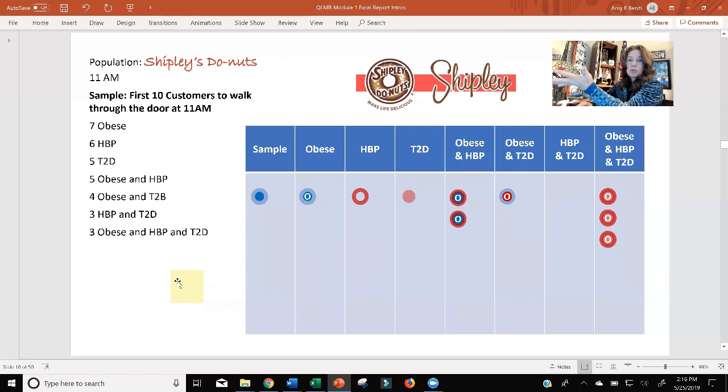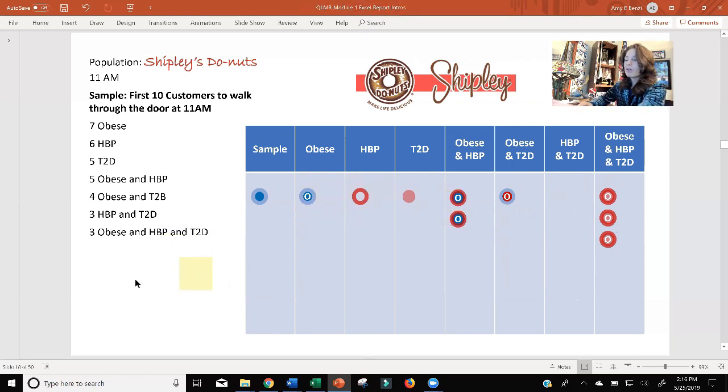Our goal is to organize our data sets in a way that we can find the overlapping data entries. 1, 2, 3, 4, 5, 6, 7, 8, 9, 10. So here, all of our samples have been organized into their overlapping groups. It looks like just one sample had nothing: no obesity, no type 2 diabetes, and no high blood pressure. One person was obese without high blood pressure or type 2 diabetes. One person had high blood pressure without being obese and without type 2 diabetes. One person had type 2 diabetes without high blood pressure or being obese, and so on.